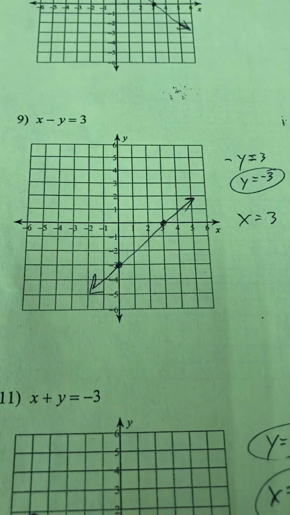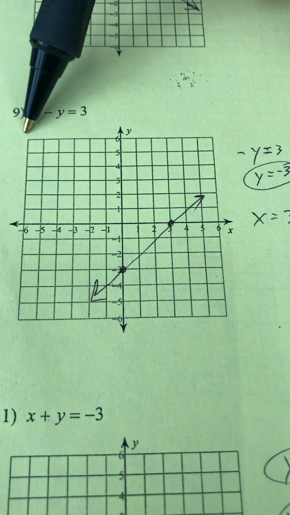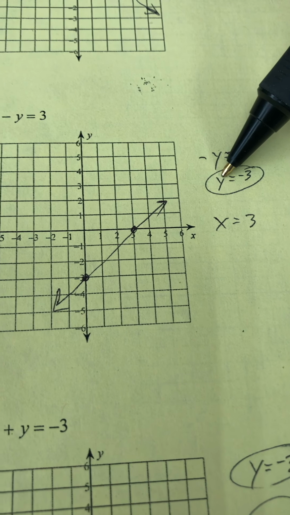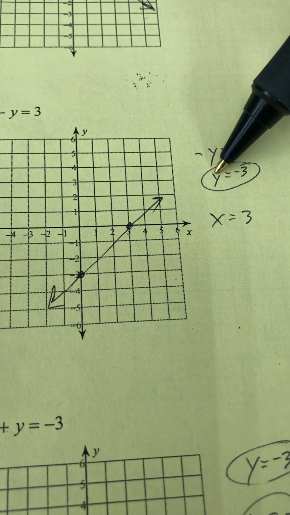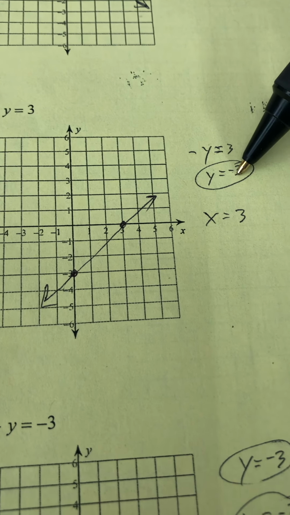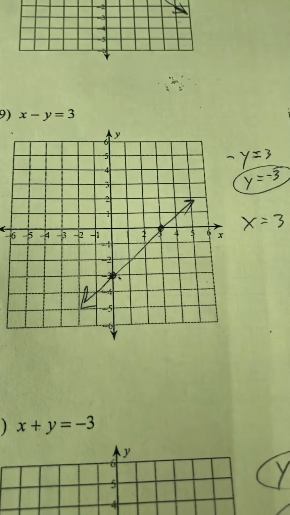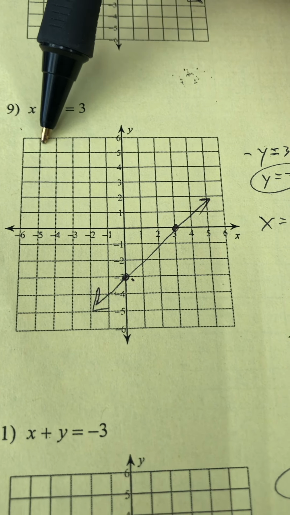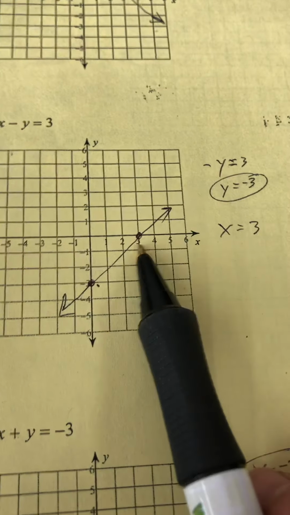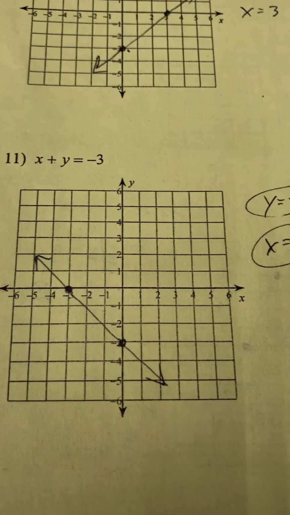Number 9. When x is 0, I get negative y equals 3. I don't want to know what negative y equals, I want to know what regular y equals. So if I change the sign on this side of the equation, I have to change the sign on the other side. This was a positive 3, it changes to a negative 3. So y equals -3. When y equals 0, I have x equals 3. I just connect the dots, and there you have the line for that equation.